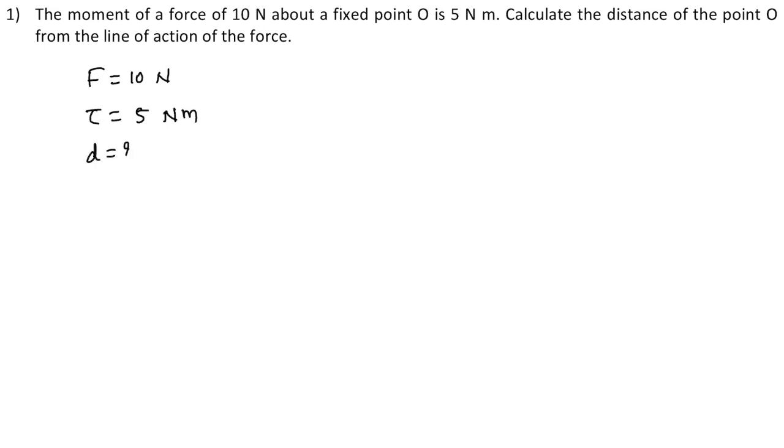To find out the distance, we can use a simple formula, torque is equal to F into D, that is 5 is equal to 10 into D. So distance becomes 5 by 10, 0.5 meter.